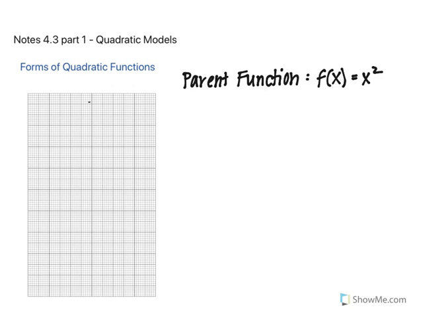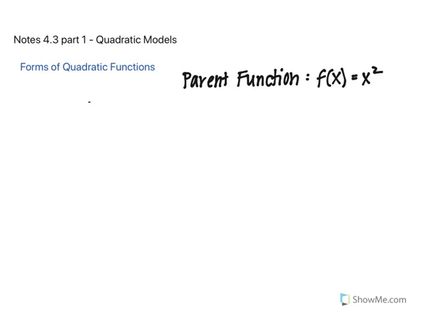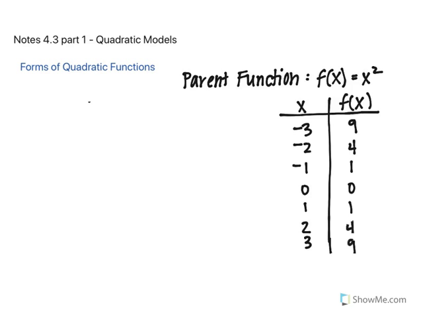Now we have the parent function here, f of x equals x squared, and x squared is the simplest quadratic function. So if we were to look at a table of values for this, we would see that the x's are all of the values that we could, if we continued this out, positive and negative, but our f of x, our output or y values, are positive numbers.